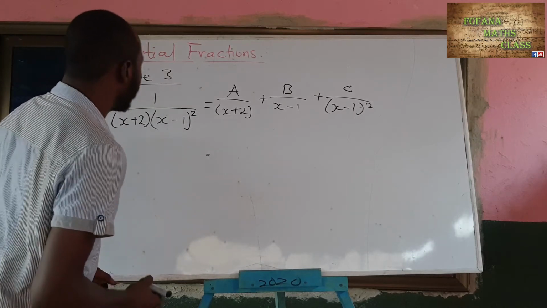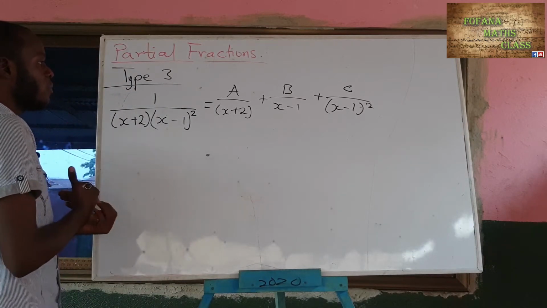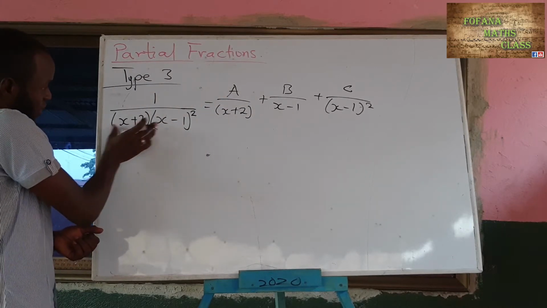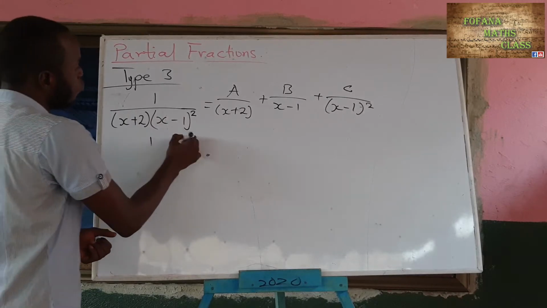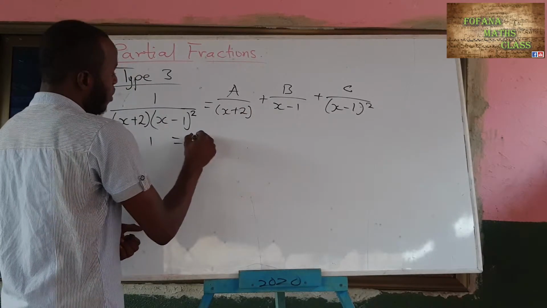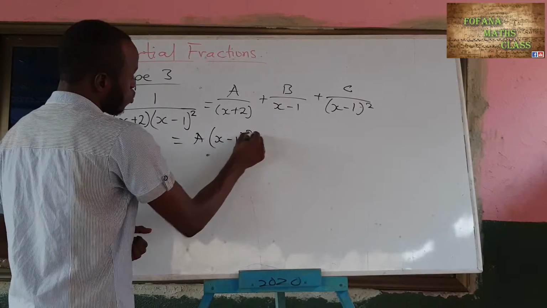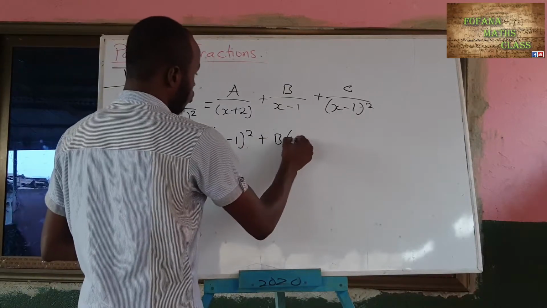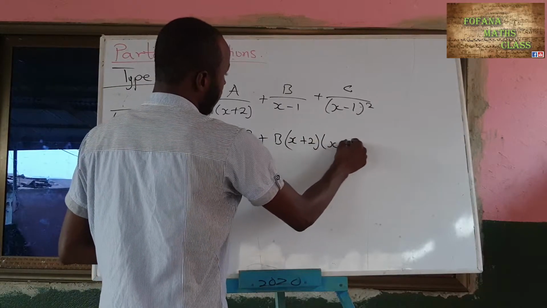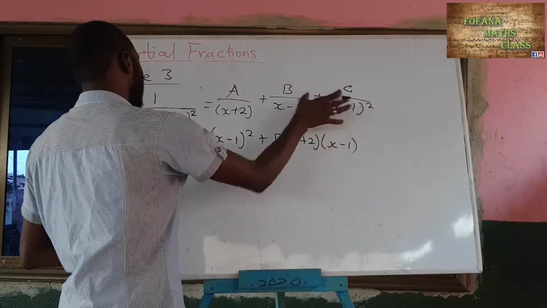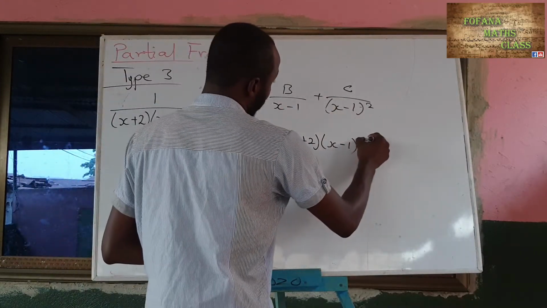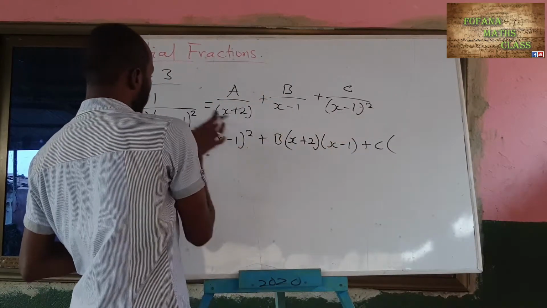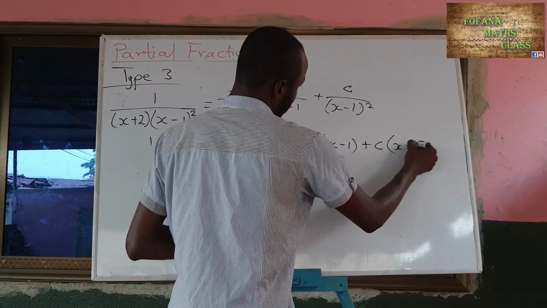Okay, so from here, just like we did with the first, we find the LCM and then you multiply through with the fraction. So here when you multiply through by the LCM will be this and that. Okay, you will multiply through, you have 1 here to be equal to, when you multiply it by this, you have A multiplying x minus 1 squared. Plus B also multiplying, one of this x minus 1, so it will be left with x plus 2 then x minus 1, because it will take care of one of this. This is also part of the LCM. So plus C into bracket, the x, this squared will take care of this square, so it will be left with x plus 2 here.